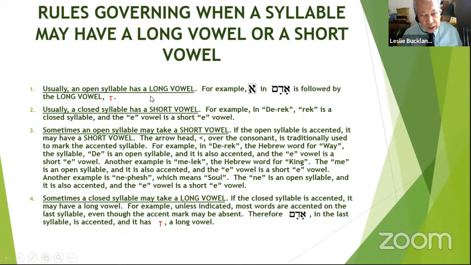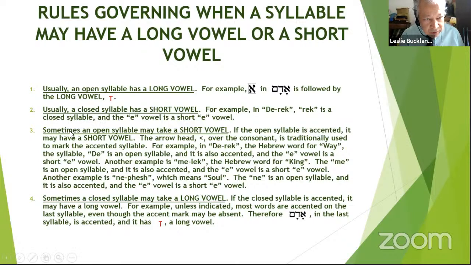All right, so what we have looked at thus far is this. A general rule is an open syllable has a long vowel. Another general rule is a closed syllable has a short vowel. Now, if that were the only rules, it would have made the lesson simple. But as you learn in studying different languages, you do have exceptions to the general rule. So we're now going to be looking at exceptions.